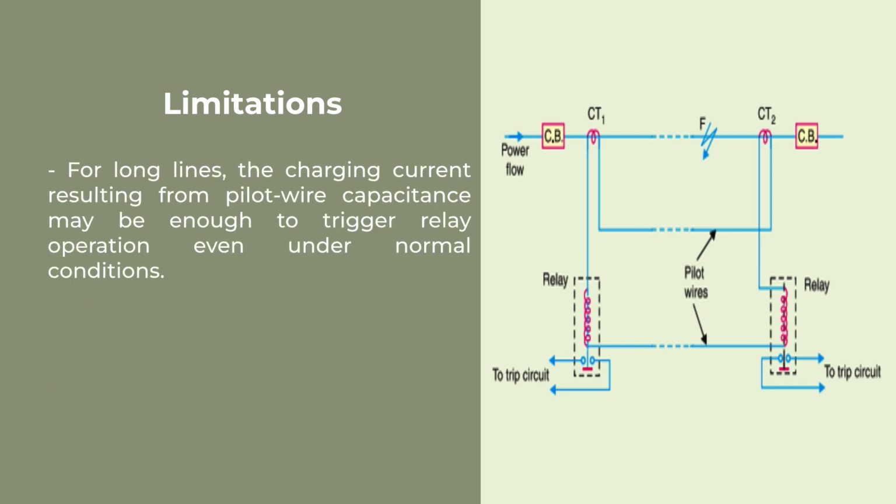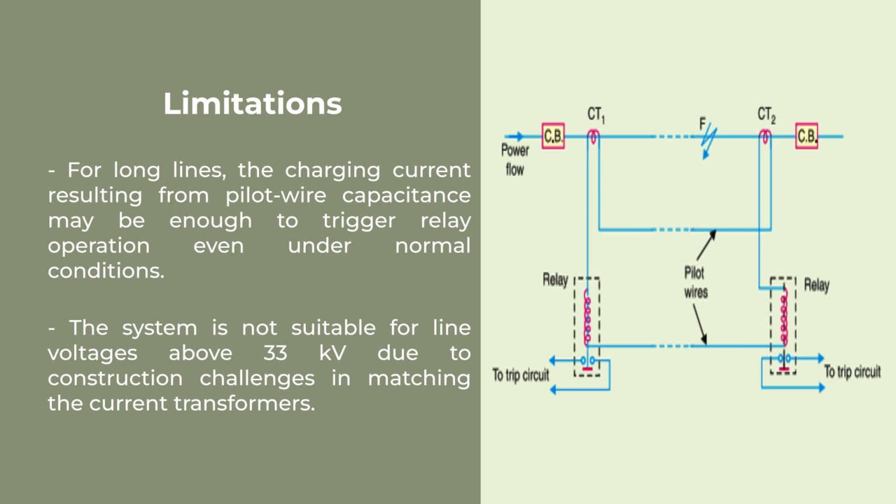For a long line, the charging current resulting from the pilot wire capacitance may be enough to trigger the relay operation even under normal condition. Capacitance is formed between the ground and the pilot wire. Due to this, charging current flows through the relay, and under balance condition, this charging current may operate the relay. The system is not suitable for line voltage above 33 kilovolt due to the construction challenge in matching the current transformers. So, this is all about the different protection techniques which we covered for transmission line protection.